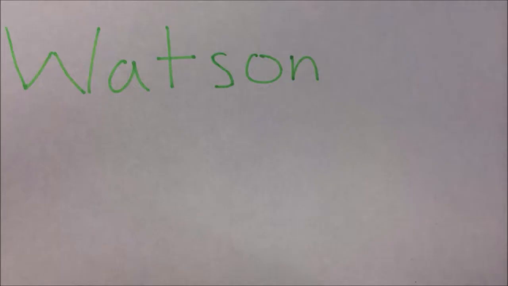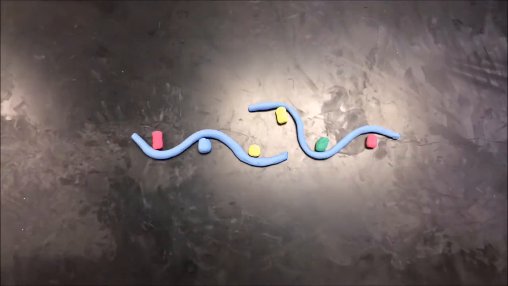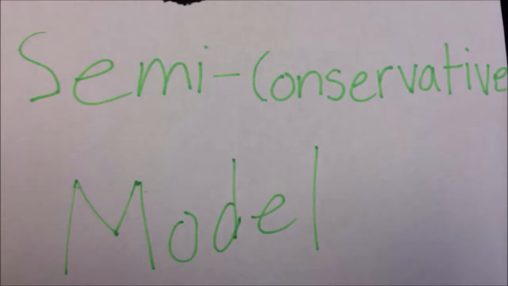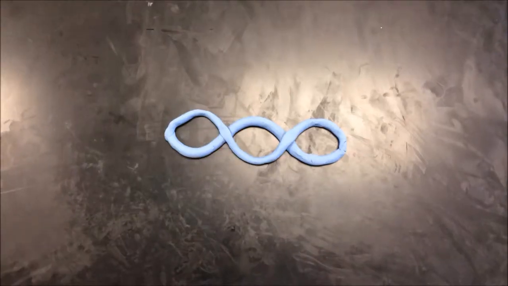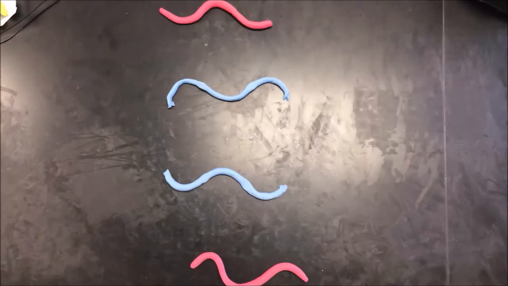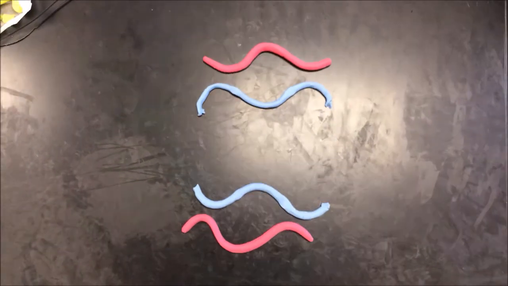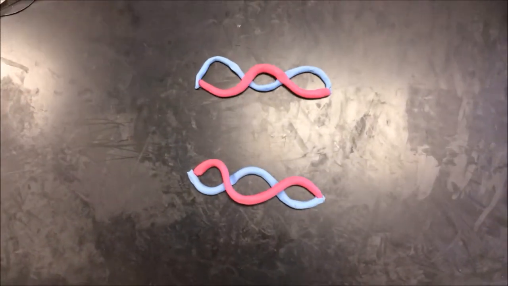Watson and Crick carefully studied the X-ray images and discovered the width of the DNA helixes, which enabled them to deduce that there were two strands of DNA and that they ran anti-parallel to each other. Watson and Crick's semi-conservative model shows that when two strands of parental DNA separate, they each function as a template for the synthesis of a new complementary strand. The resulting daughter molecules will each have one old strand from the parent molecule and one newly made strand.